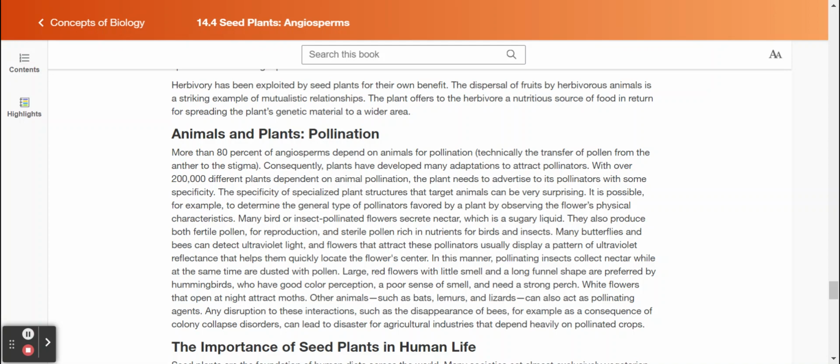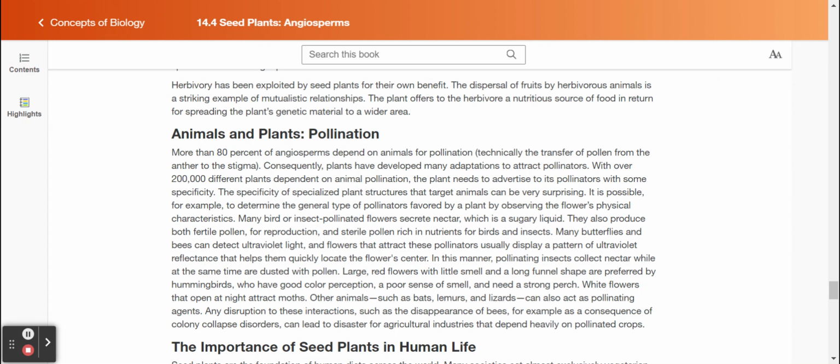It is possible, for example, to determine the general type of pollinators favored by a plant by observing the flower's physical characteristics. Many bird or insect pollinated flowers secrete nectar, which is a sugary liquid. They also produce both fertile pollen for reproduction and sterile pollen rich in nutrients for birds and insects. Many butterflies and bees can detect ultraviolet light, and flowers that attract these pollinators usually display a pattern of ultraviolet reflectance that helps them quickly locate the flower center. In this manner, pollinating insects collect nectar while at the same time are dusted with pollen.